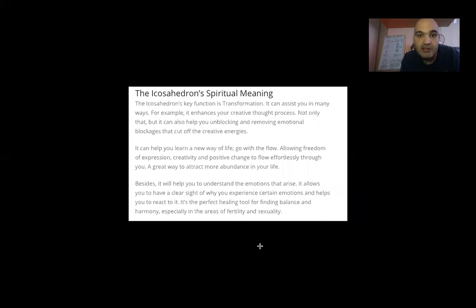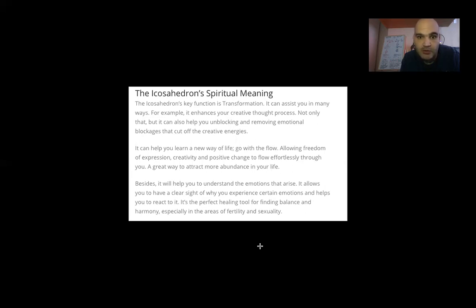The icosahedron's spiritual meaning. The icosahedron's key function is transformation. It can assist you in many ways. For example, it enhances your creative thought process. Not only that, but it can also help you with unblocking and removing emotional blockages that cut off the creative energies. It can help you learn a new way of life. Go with the flow, allowing the freedom of expression, creativity, and positive change to flow effortlessly through you.